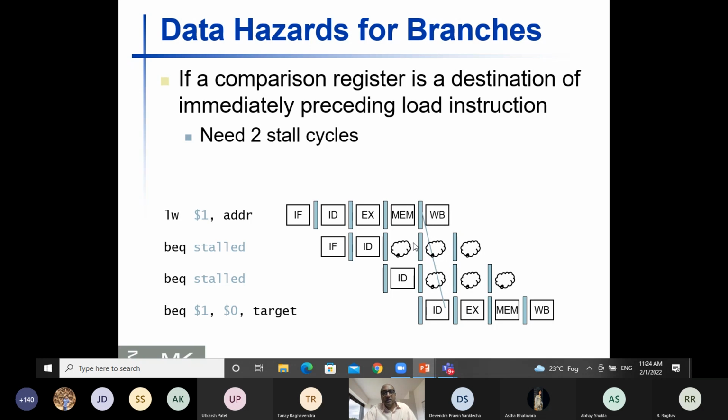So when you push the circuitry to the second stage, all these things have to be taken care of. That means you need to modify the hazard circuitry again. If the load is there, then 2 cycles have to be stalled. Or if the arithmetic instruction is immediately above it, then 1 stall is required. All these things have to be taken care of when you place the branching decision at the second stage.